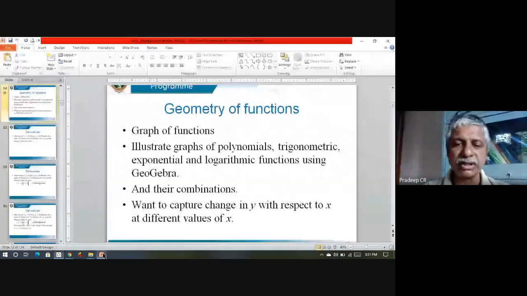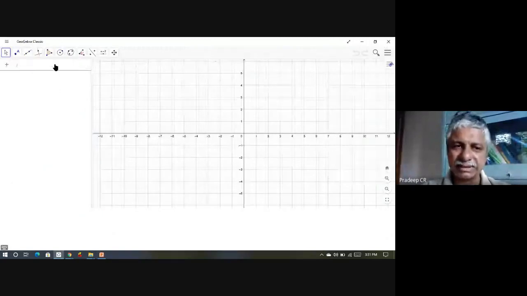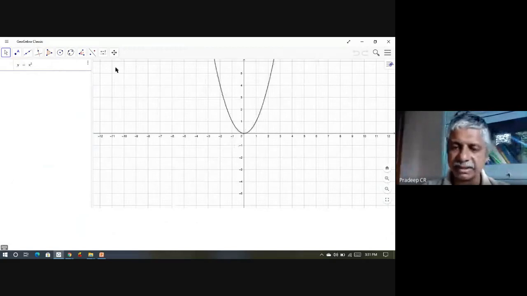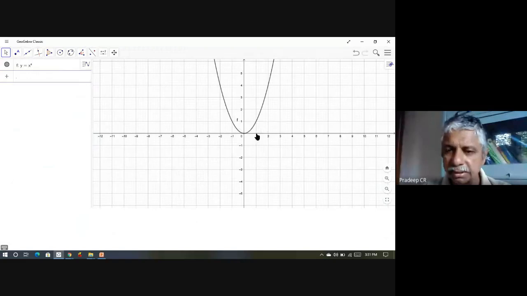We want to capture change in y with respect to x at different values of x. I know it's just abstract words right now. For example, I'll just give one example. I'll not give any definitions. Let us take y equal to x square. What I want to tell is, when x changes from 1 to 2, y changes from 1 to 4.